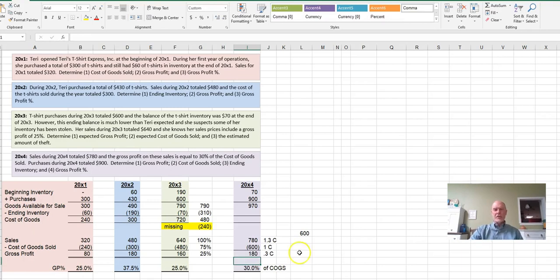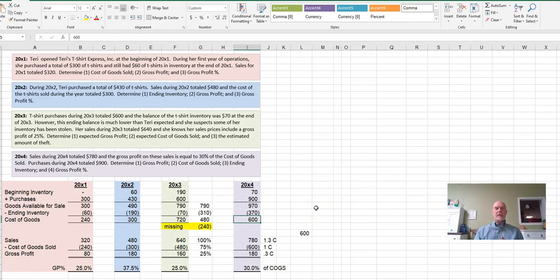Now be sure and double check that. Is 180 30% of 600? And yes, it is. It checks out. So always go back and double check things. So if our cost of goods sold was 600, we'll put that up here. And that means that our ending inventory at the end of the year would be equal to the difference between 970 and 600, which would be 370. And again, I'm going to put a negative sign so I can be subtracting.